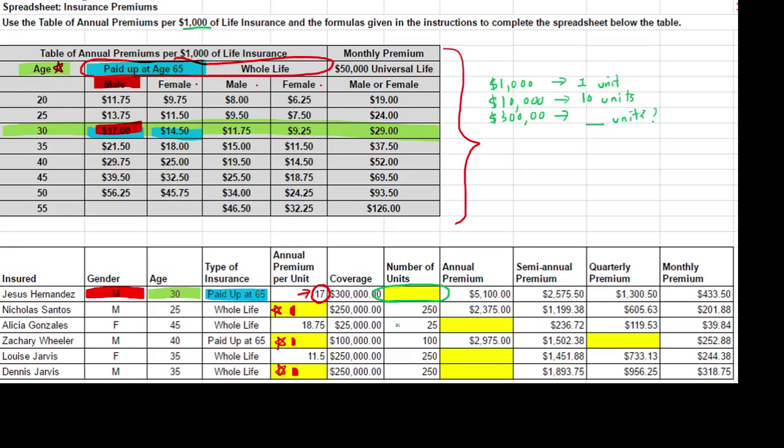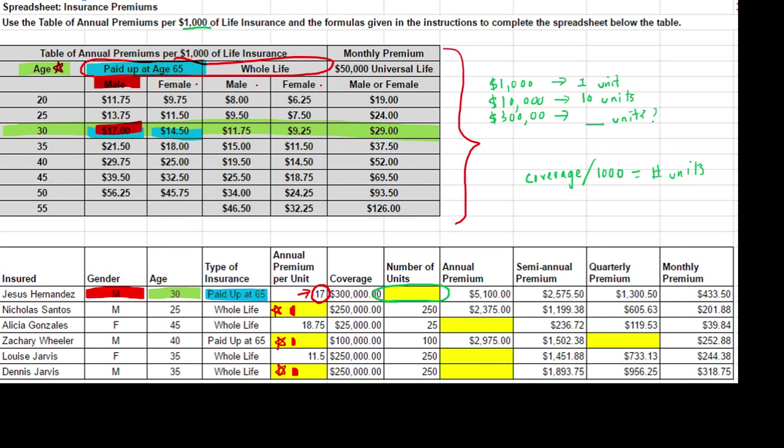Since I know that the premium is per $1,000, I can find the number of units by simply taking the coverage and dividing by 1,000. And that will tell me the number of units. And I can use that to find Jesus' number of units.